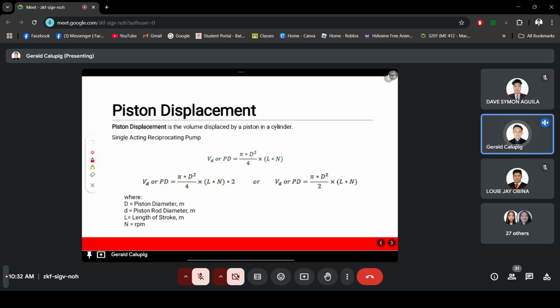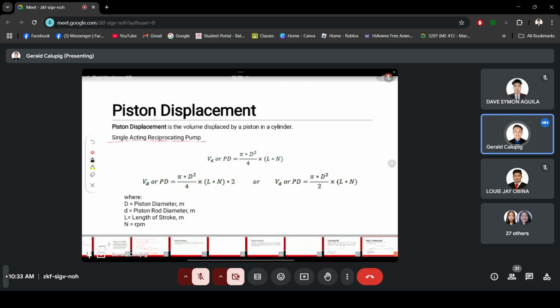Also, we have the piston displacement. Piston displacement is the volume displaced by a piston in a cylinder. For the single acting reciprocating pump, we can have PD is equal to pi times D squared over 4 times L times N, where D is the piston diameter and L is the length of stroke. And we have here N as the speed in terms of revolution per minute. This is for the single acting reciprocating pump. How about if it is double acting?